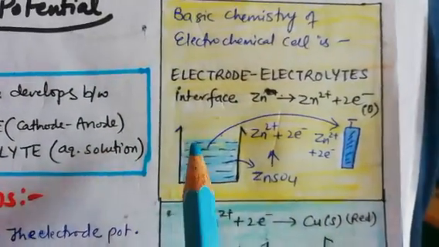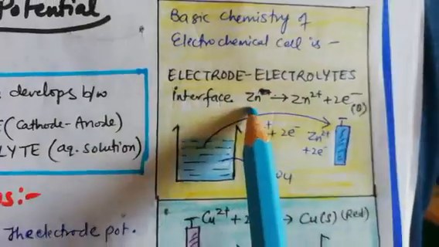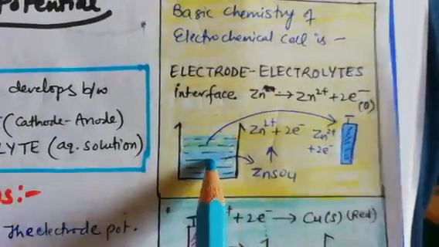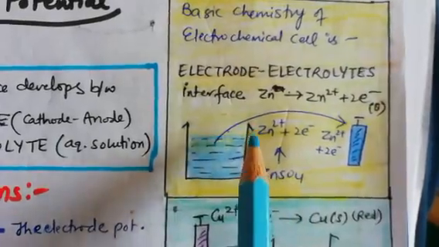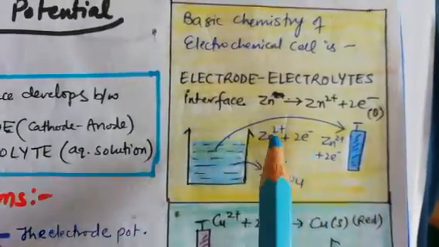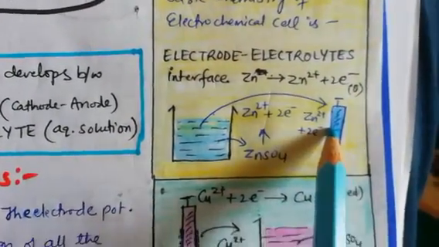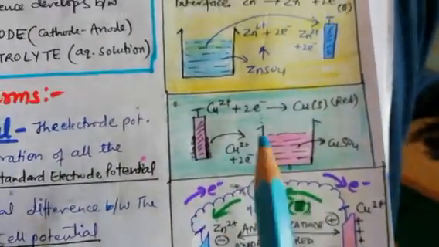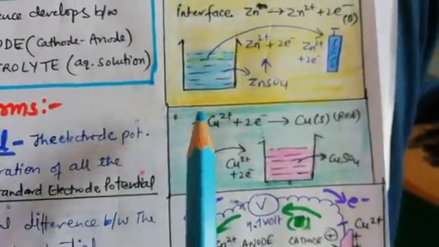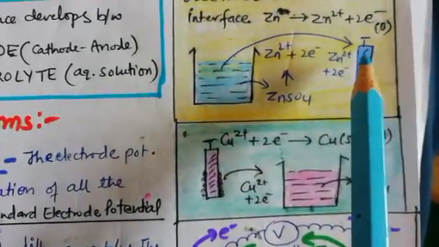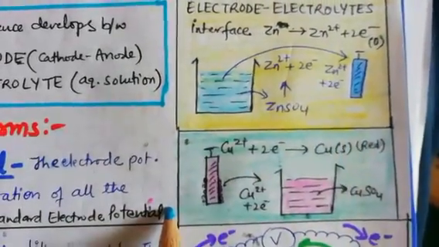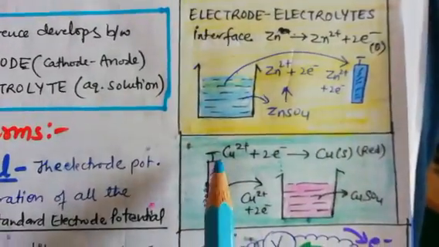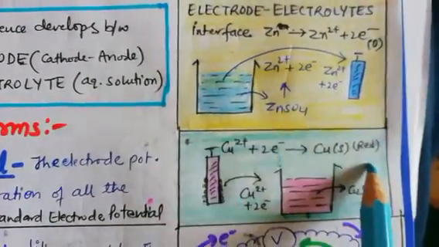Okay, so in the case of the anode, what is happening? Zinc is losing 2 electrons. Zinc is breaking down into Zn2+ plus 2 electrons, and these 2 electrons are there in the zinc rod, and from this zinc rod they are transferred to the copper rod through this wire. Once the electrons transfer from zinc rod to copper rod, the zinc rod is losing electrons, that's why it is called oxidation, and on the other hand the copper rod is gaining 2 electrons, that's why it is called reduction.